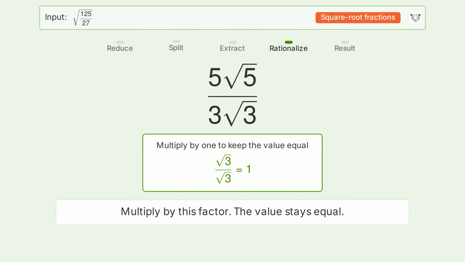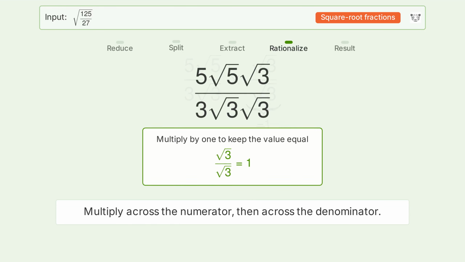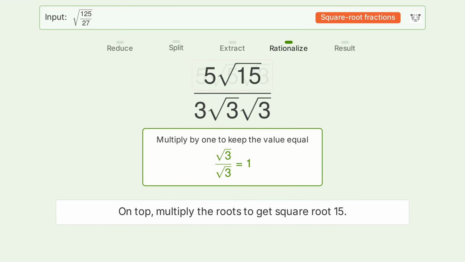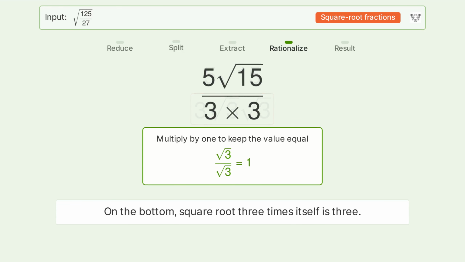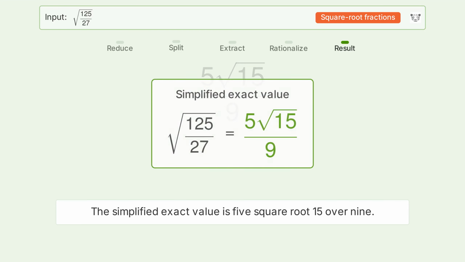Multiply by this factor. The value stays equal. Multiply across the numerator, then across the denominator. On top, multiply the roots to get square root 15. On the bottom, square root 3 times itself is 3. 3 times 3 is 9. The simplified exact value is 5 square root 15 over 9.